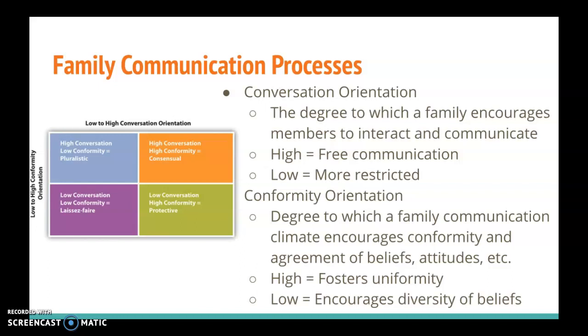The protective family, which you'll see on the bottom right-hand side of the matrix, is low in conversation orientation and high in conformity. In the protective family, the children are expected to be obedient to the parents, and they do not value open communication between family members. In the protective family, the parents make the ultimate decisions, and they may or may not feel the need to share their reasoning with the children. The protective family is very much the "because I said so" family.